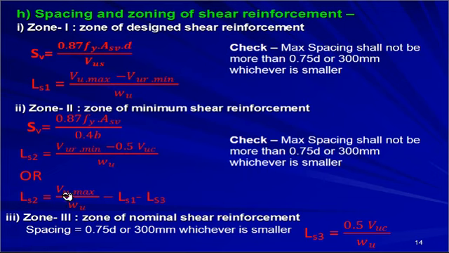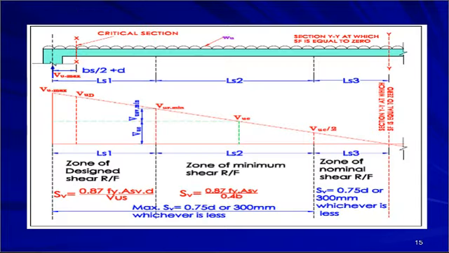Up to what distance you have to provide this LS2? So it is (VUR minimum minus 0.5 VUC) divided by WU, or simply you can calculate VU max divided by WU minus LS1 minus LS3. So this is zone 2. In zone 3, this is the zone of nominal shear reinforcement, and the maximum spacing which is allowed is 0.75 D or 300 mm, and the remaining part is LS3, that is 0.5 VUC divided by WU.